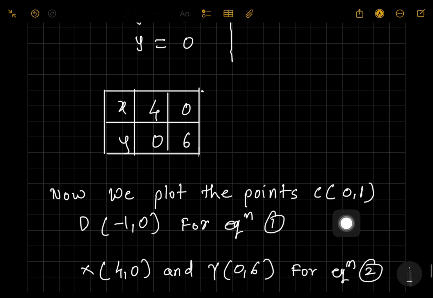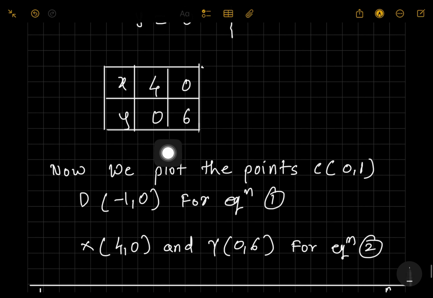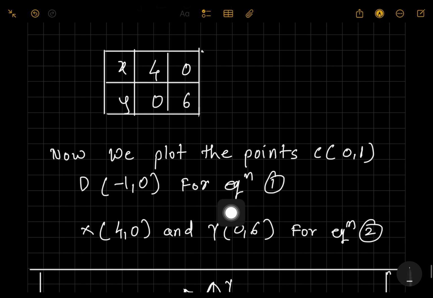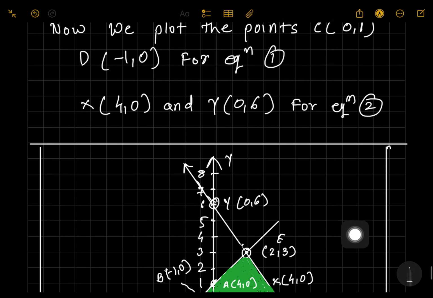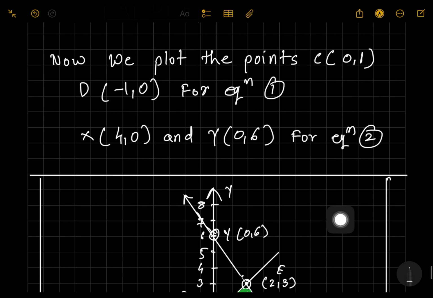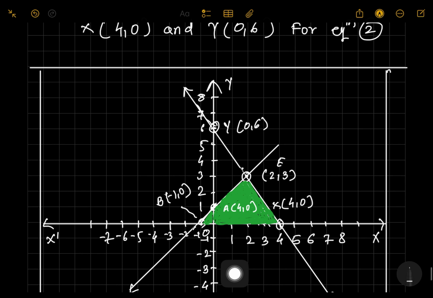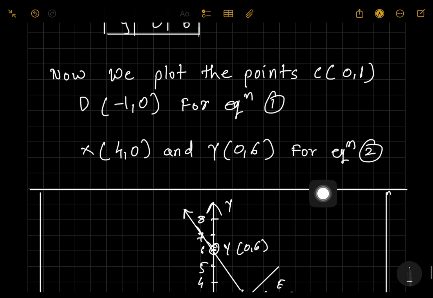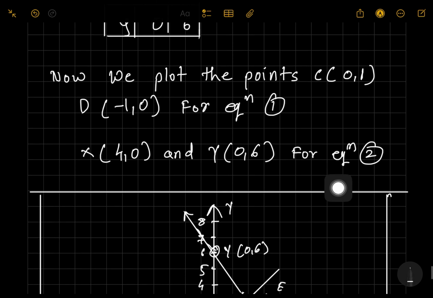So now you are very familiar with how to draw the graph if the points are there. Now plot these points. Suppose C is (0, 1) and D is (minus 1, 0) for equation 1, and here see (4, 0) and (0, 6) for equation 2. Now see your first, your C is (0, 1), we have written here. Now we plot the points C and D for equation 1, and the points for equation 2.